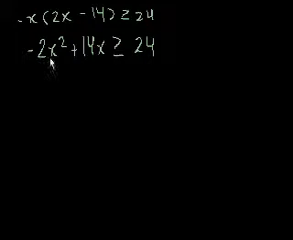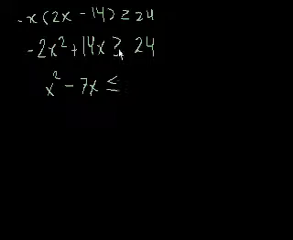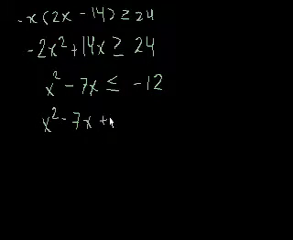I don't like any coefficient in front of my x squared term, so let's divide both sides of this equation by negative 2. So we get x squared, right, we divide by negative 2, minus 7x. And remember, when you divide by a negative number, you switch the direction of the inequality. So we're dividing by negative 2, so we switched it. We went from greater than or equal to less than or equal to. And then 24 divided by negative 2 is minus 12. And now we can just bring this minus 12 onto the left-hand side of the equation, add 12 to both sides. We get x squared minus 7x plus 12 is less than or equal to 0.